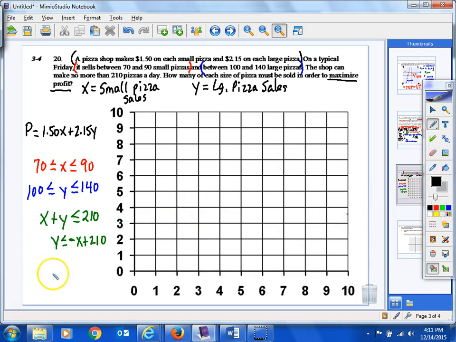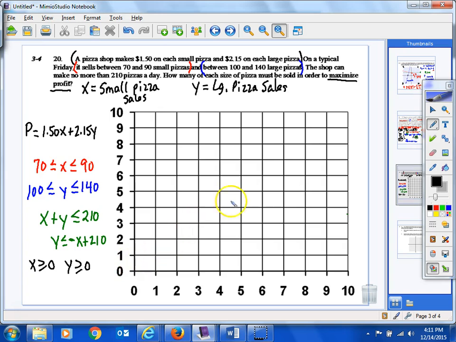I would add one more, or actually two more, which are pretty much understood. I probably should have mentioned this in class, but it should be obvious to you that we're not going to sell a negative number of small pizzas, and we're not going to sell a negative number of large pizzas. So those are constraints. They probably make sense, probably obvious to you, but they should be included.